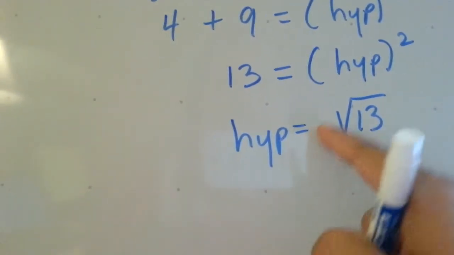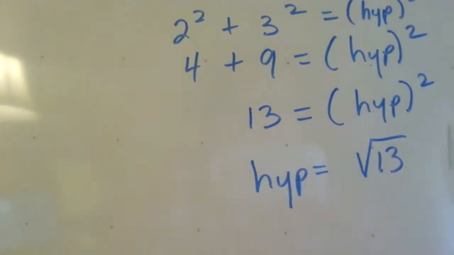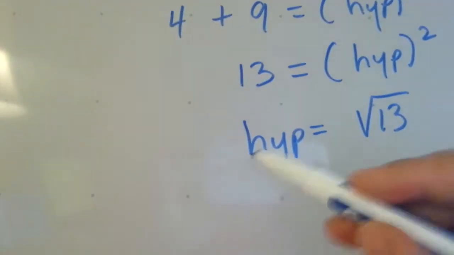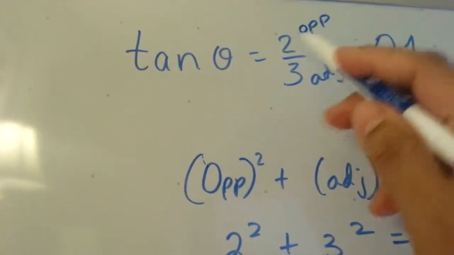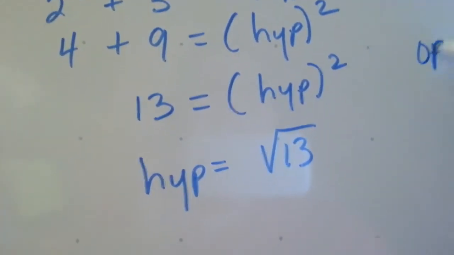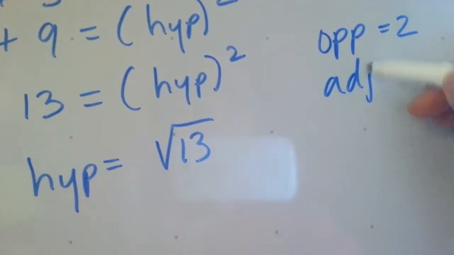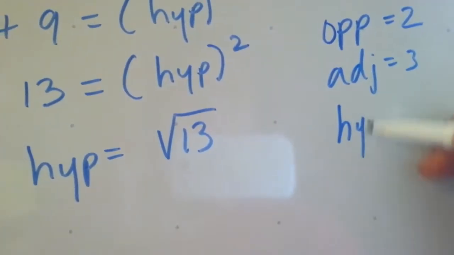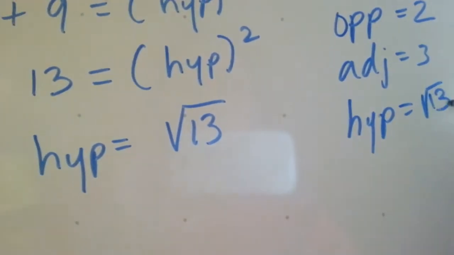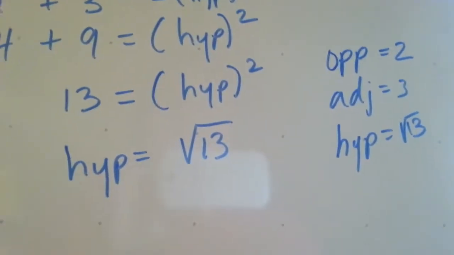And how do I know that it's going to be positive? Because we're in quadrant 1. Everything is positive in quadrant 1. So now we have that the opposite side is 2, the adjacent side is 3, and the hypotenuse is the square root of 13. So here we go.